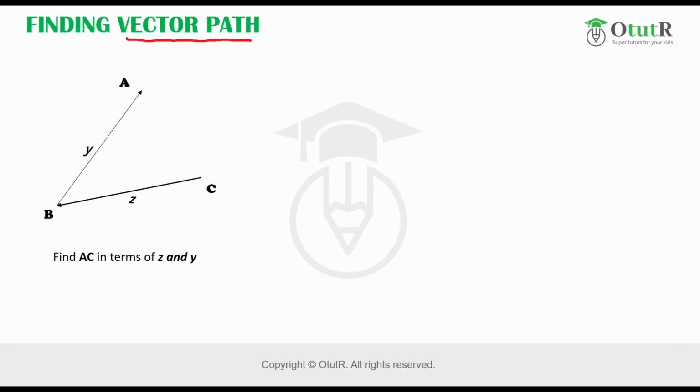Okay, so first we are going to see what vectors we are provided. We have been provided with the vector CB, whose value is z, and we have also been provided with the vector BA, and its value is y, right? And now let's read the question. The question says that we have to find AC in terms of z and y. Okay, so we have to do this.